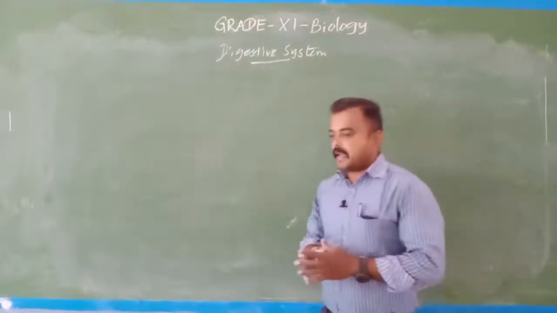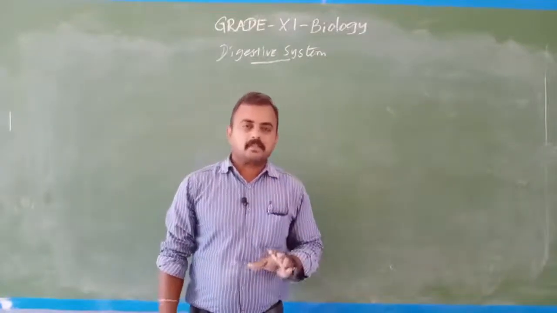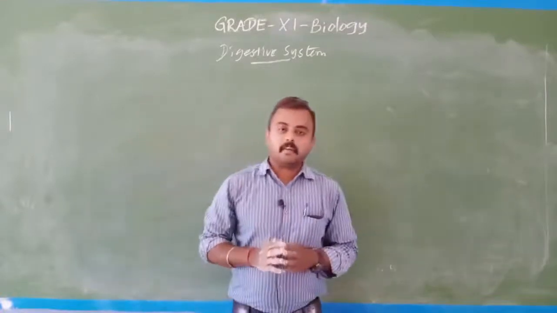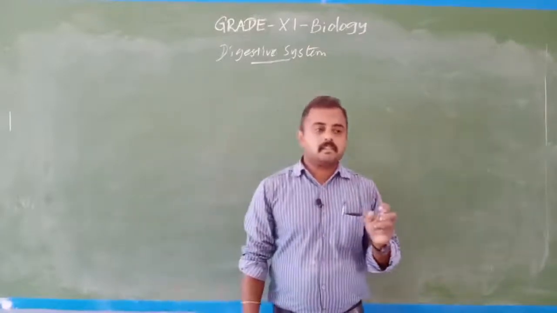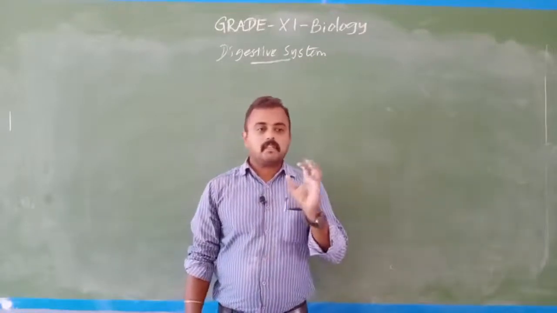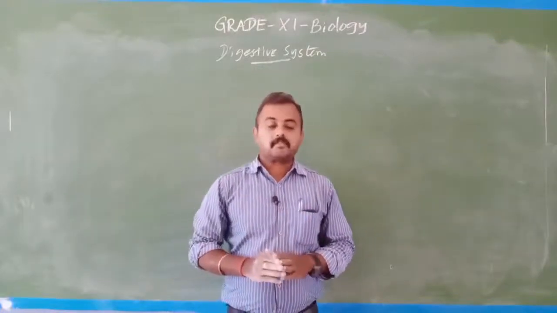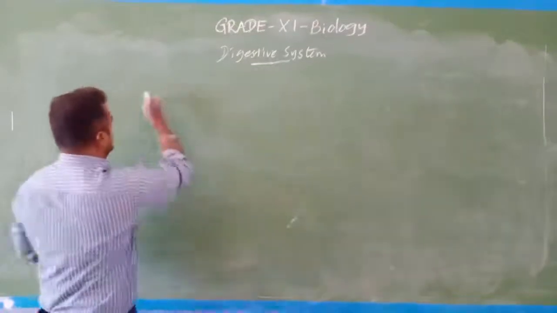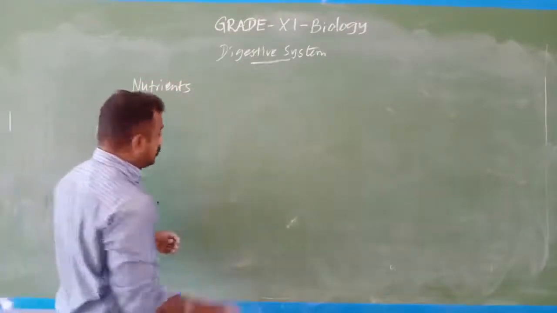Before going to the digestive system, I think every living organism needs food. Why do we need food? Food is needed for energy, and the organic materials are used in growth and in the repair of tissues. So that is the major importance of food. So all living organisms need what? Food. Actually, what does food consist of? That means nutrients. It consists of nutrients. What are all the nutrients present?